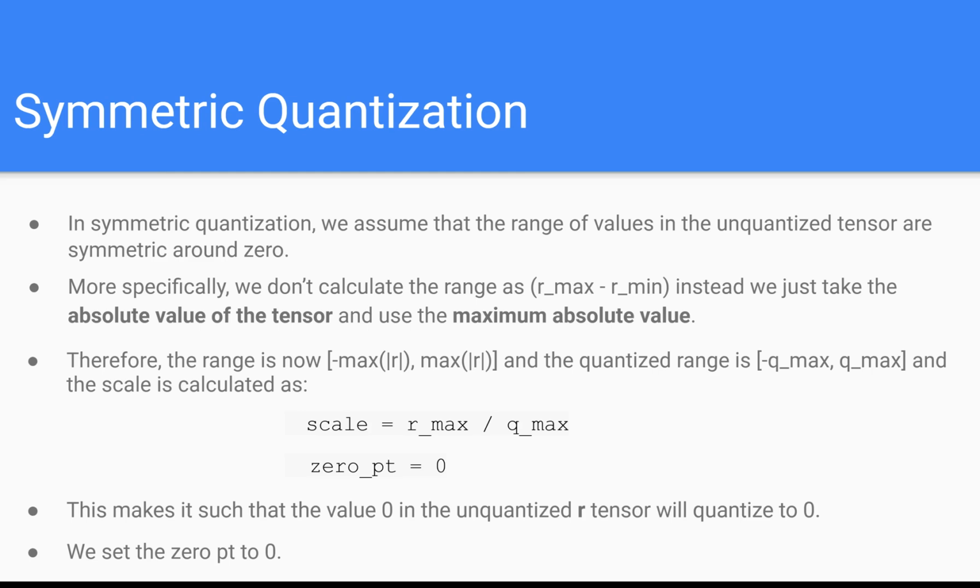What I want to do now is show you what I mean by symmetric with a diagram, and then also how to actually derive why the scale parameter right here reduces to just R max divided by Q max.